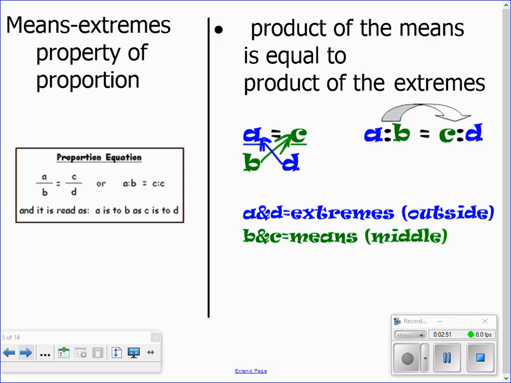We call it the means because if we write our ratio as A to B instead of A over B is equal to C to D instead of C over D, the means, the B and the C part, would be in the middle, and the extremes, the A and the D part, would be at the end, on the outside. This just says that the cross product of the means, which is B and C, is equal to the cross product of the extremes, which is A and D. And so this is the property that allows us to use the cross products to check for proportionality.